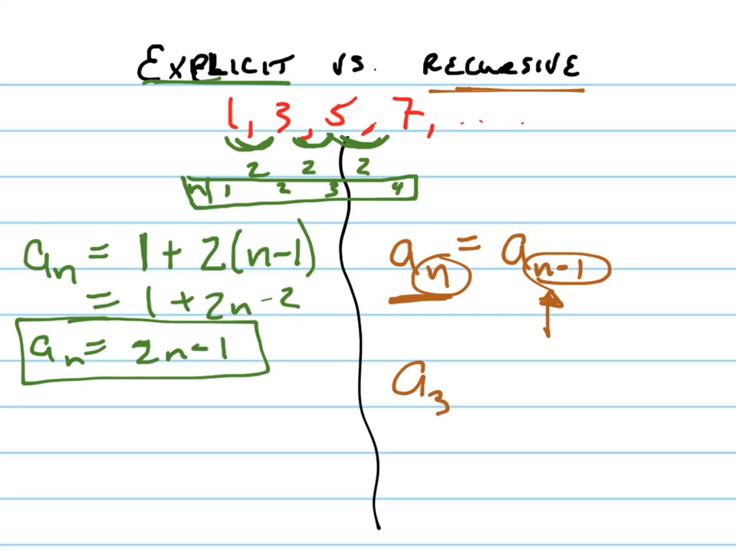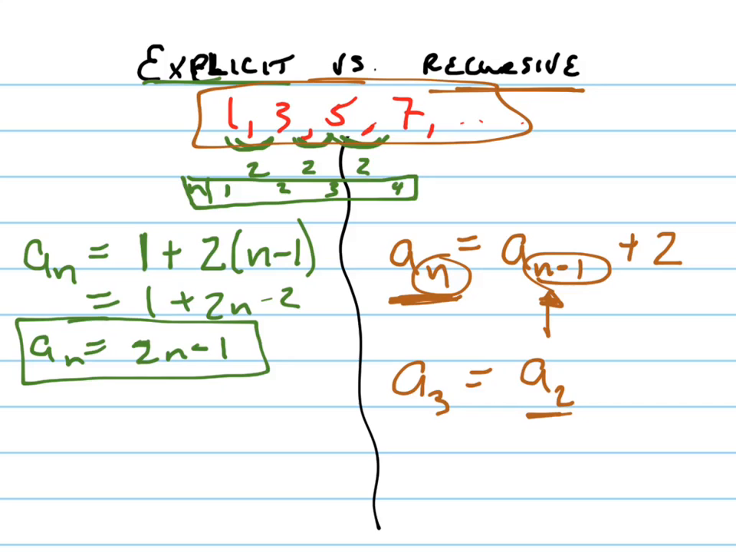So if I'm talking about a sub 3, then this term right here is a sub 2, which is the previous term to it. And what do I do each time? Well, I add 2 each time. So the recursive definition for this arithmetic sequence is a sub n equals a sub n minus 1, the previous term, plus 2.